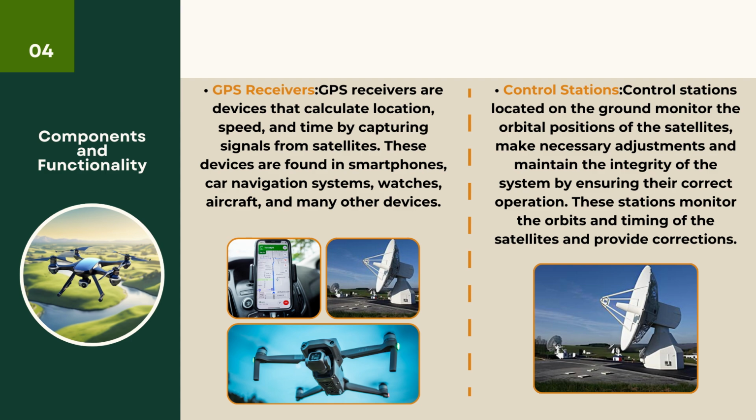Control stations. Control stations located on the ground monitor the orbital positions of the satellites, make necessary adjustments, and maintain the integrity of the system by ensuring their correct operation. These stations monitor the orbits and timing of the satellites and provide corrections.